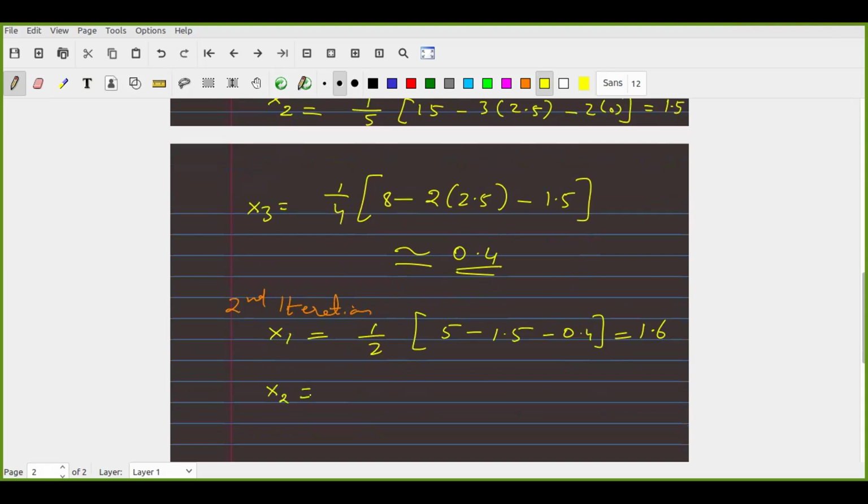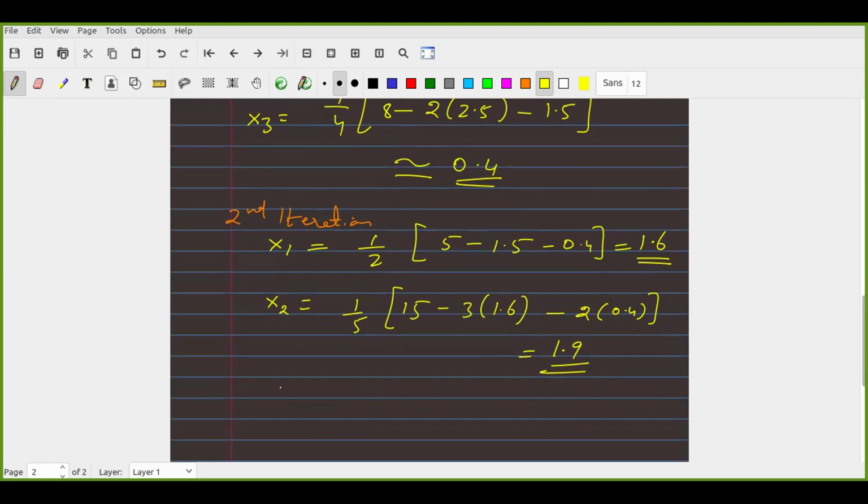x2 is equal to, as we have seen, 1 by 5 times 15 minus 3 times 1.6. That is the latest value. And minus 2 times, while here we had taken 0, now we have to take the latest value 0.4. This turns out to be 1.9. So we got x1, x2 in the second iteration.